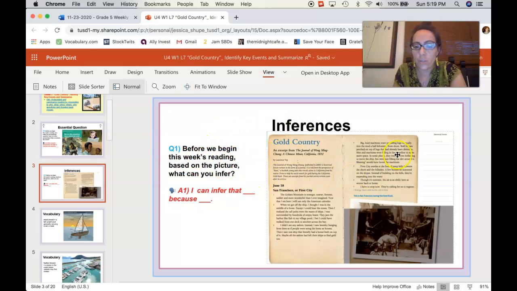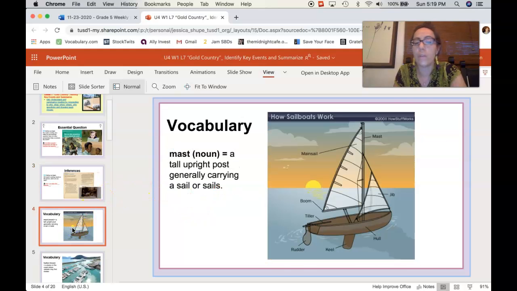Based on the picture that you see here to the right, or if you have your reading notebook, you can also look at page 6. What can you infer? I want you to think about the text. Think about the photo that you see. Pause the video and go ahead and respond to this question. Okay, now you are ready to move on to some vocabulary.